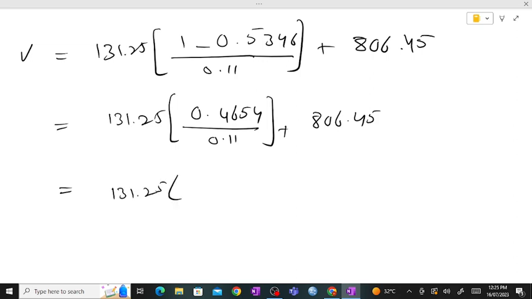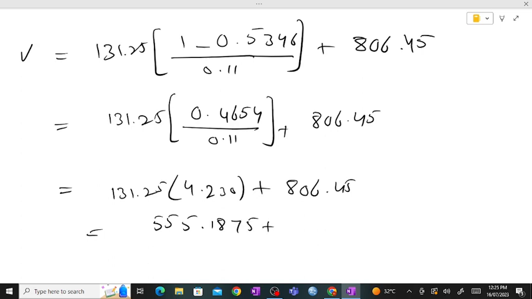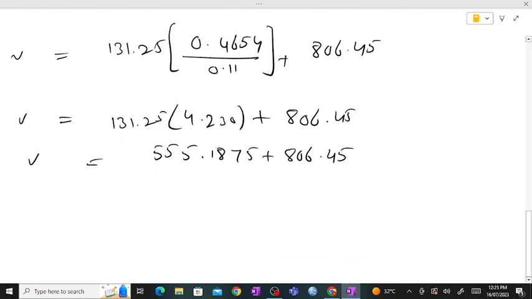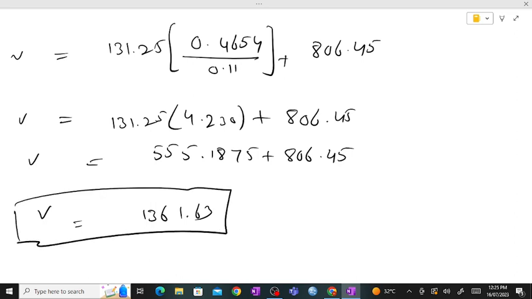131.25, and we have 4.230 plus 806.45, and then if we multiply it with, then we have 555.1875 plus 806.45. So when you add them, you will get the valuation of the bond, which is 1361.63. That was the formula number 2.